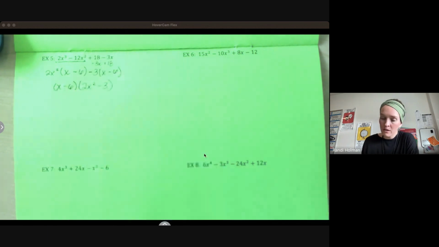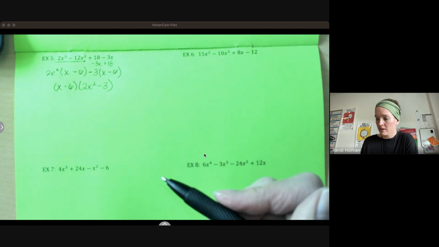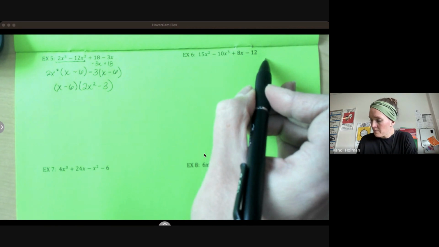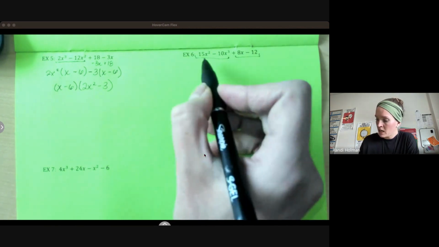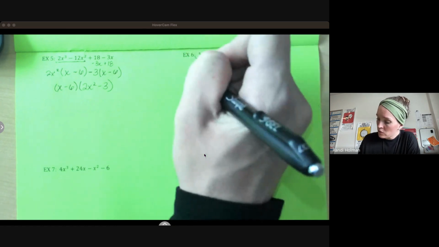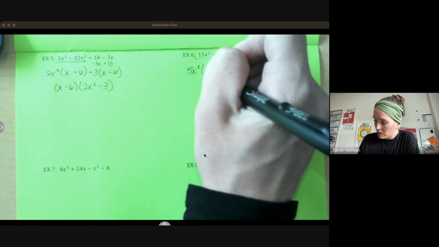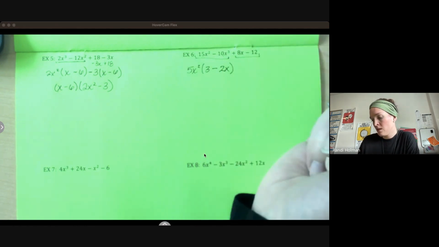So might have to do a little manipulating there. Be careful with your positives and negatives. If it looks really close, but you're getting the wrong signs, think about pulling out a negative. Okay, so next one, greatest common factor, none. Group, okay, greatest common factor of just these two, 5x squared, and then I'm left with 3 minus 2x.